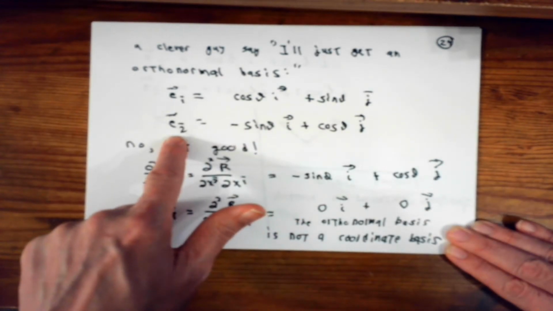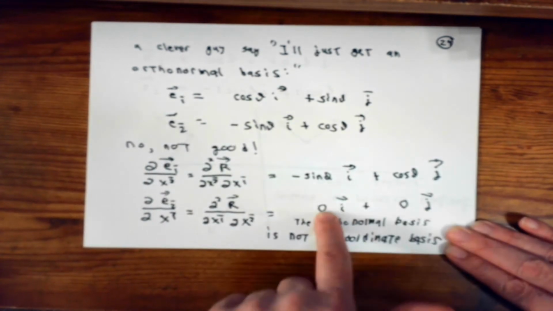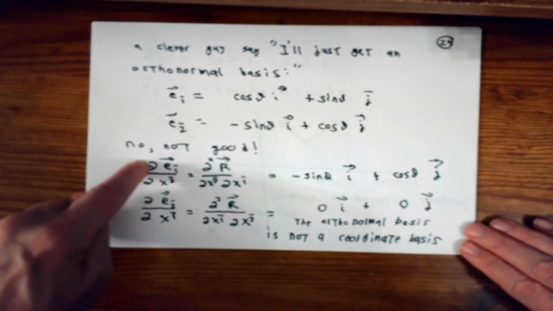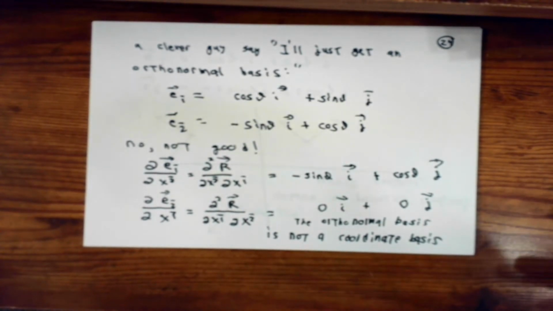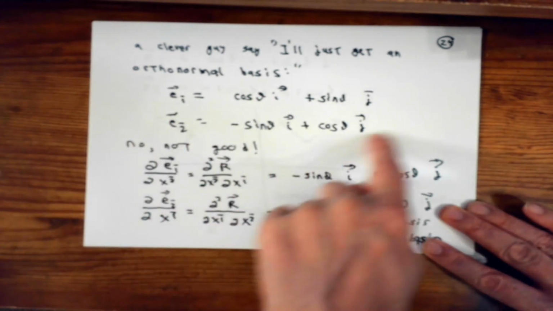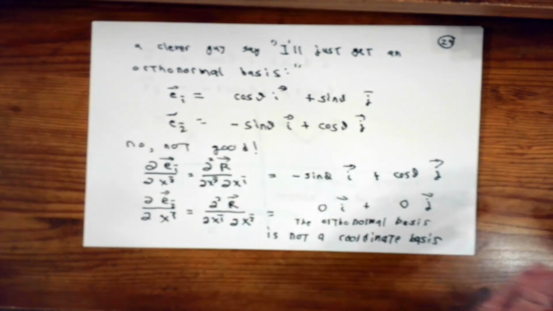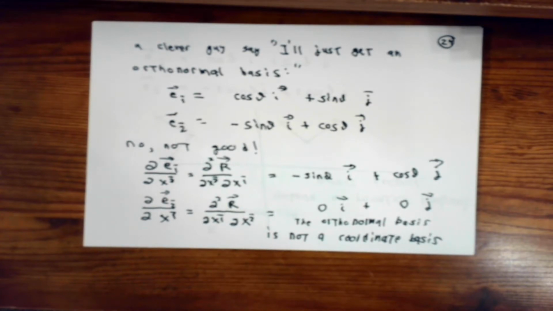The partial of E2 bar with respect to r is 0. The condition that this has to equal that is not true. That means those basis vectors were not produced from the usual procedure by which we cook up a coordinate basis. These two vectors form a basis, but it's not a coordinate basis. Now you think, well, who cares about that picky little detail?